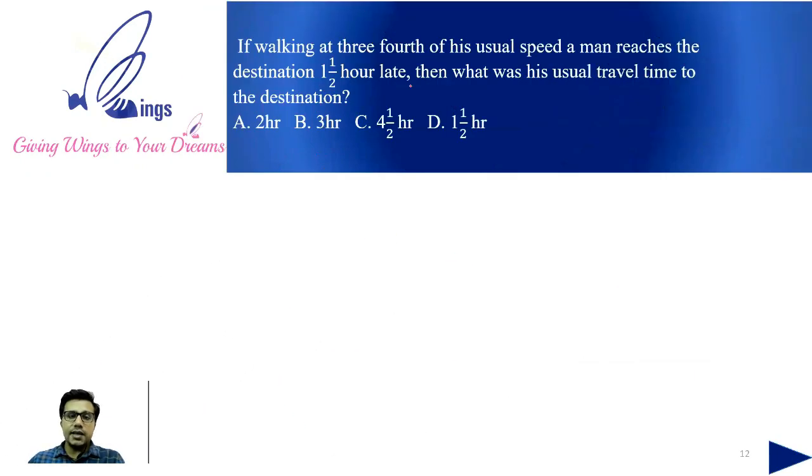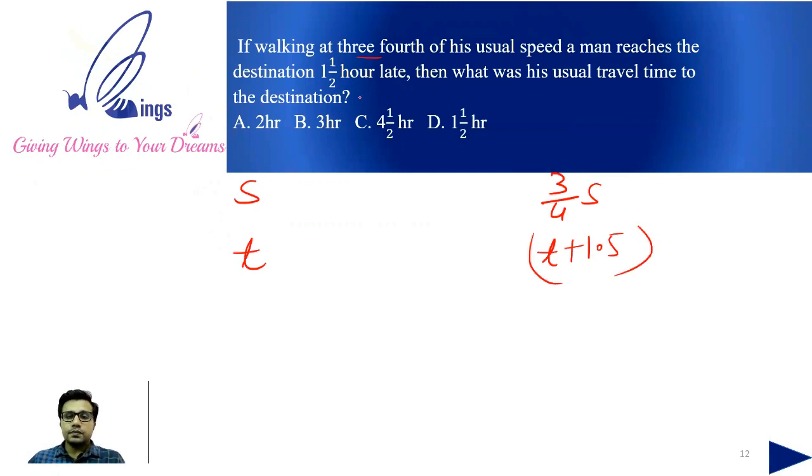A man reaches the destination 1.5 hours late, then what was his usual travel time to the destination, if walking at 3/4 of his usual speed? Let's say usual speed was S. So today he is moving with the speed of 3 by 4 S. The man reaches the destination 1.5 hours late. So let's say normally the time was T. That means today it is T plus 1.5, 1.5 hours late.